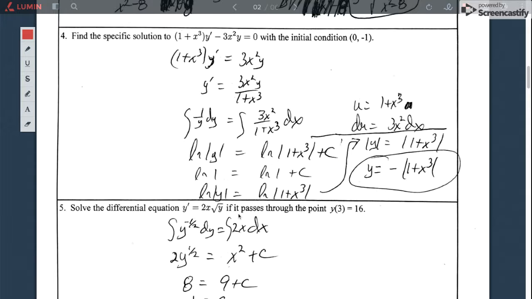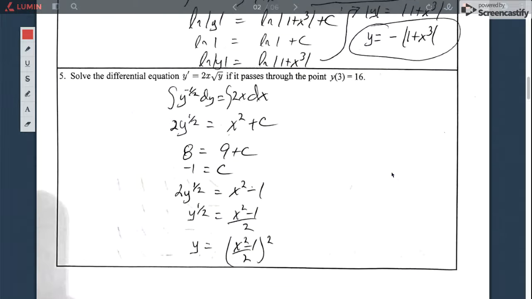So I plug 0 in for c, which gives me this. Get rid of the natural log. So that means I e this side. The e and this natural log are going to cancel, which leaves me with the absolute value of 1 plus x cubed. Then I got to get rid of the absolute value of y. So I need the plus or the minus. In this case, since my y value is negative, that means my answer needs to be negative.